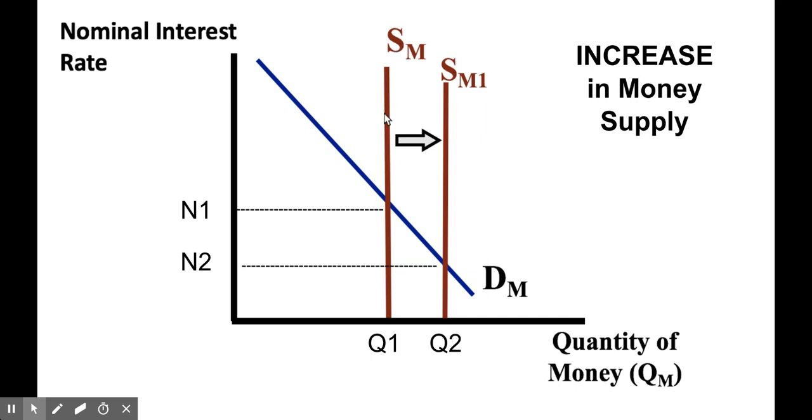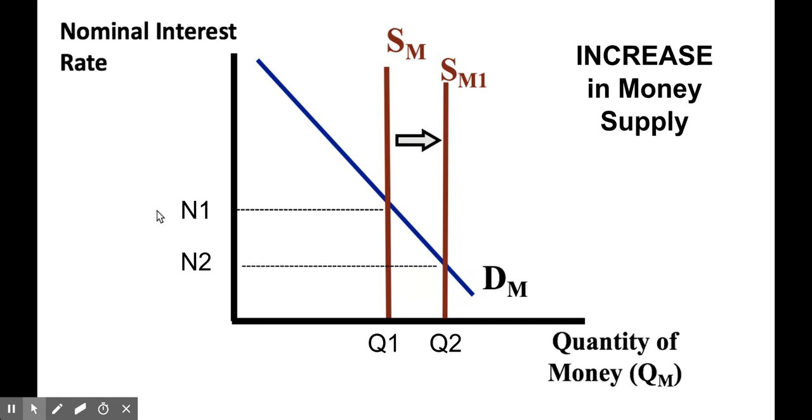So if the supply of money increases, this was our original nominal interest rate. Our new, after the shift, equilibrium interest rate decreased. So nominal interest rates decreased when the supply of money increased.